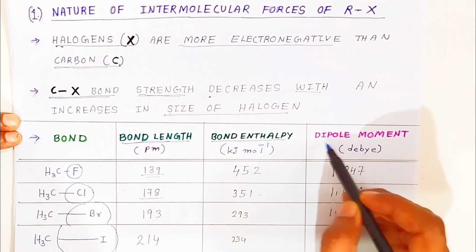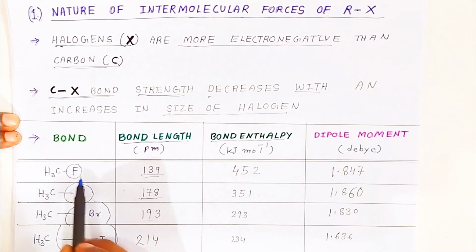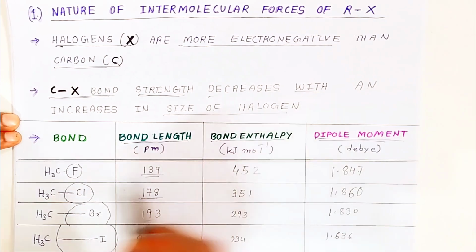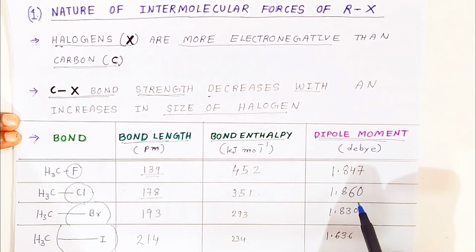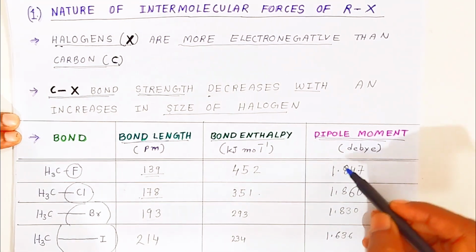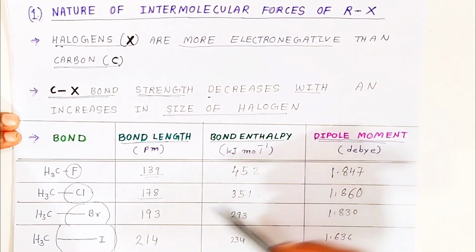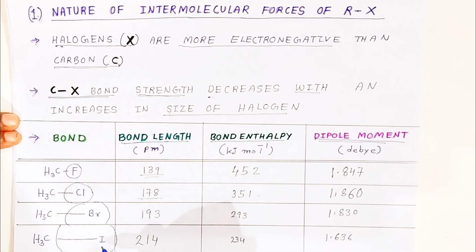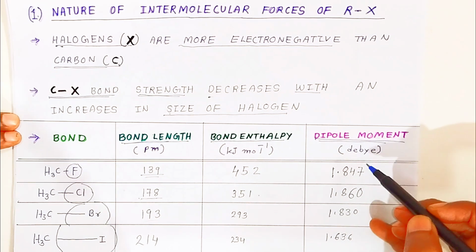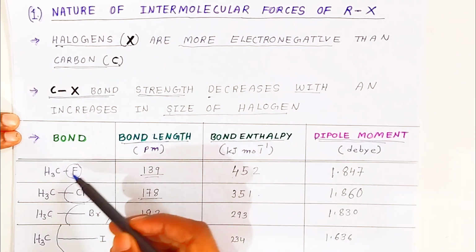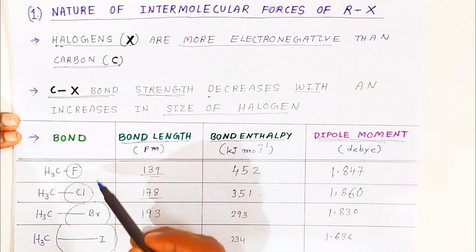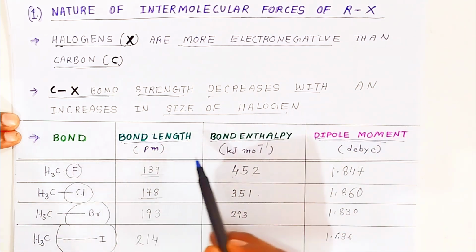Now, students, when you see the dipole moment, this molecule is very small, so it will rotate very fast. You will see the dipole moment in this molecule is 1.847. Here it will be 1.860, 1.830, 1.6. See, students, mostly it is decreasing order. Methyl fluoride will have more dipole moment as compared to methyl iodide. So the dipole moment mostly decreases from top to bottom, that means from methyl fluoride to methyl iodide.